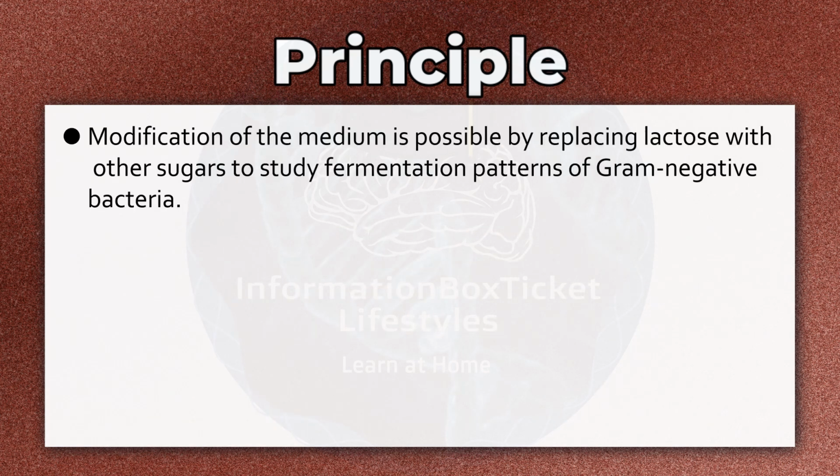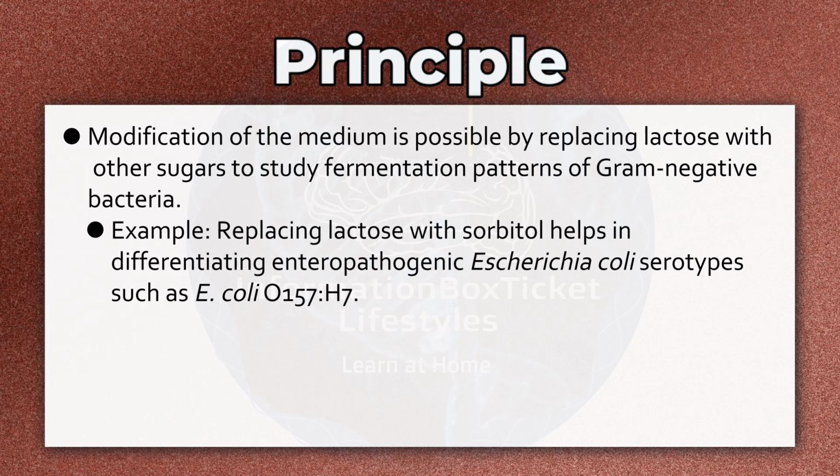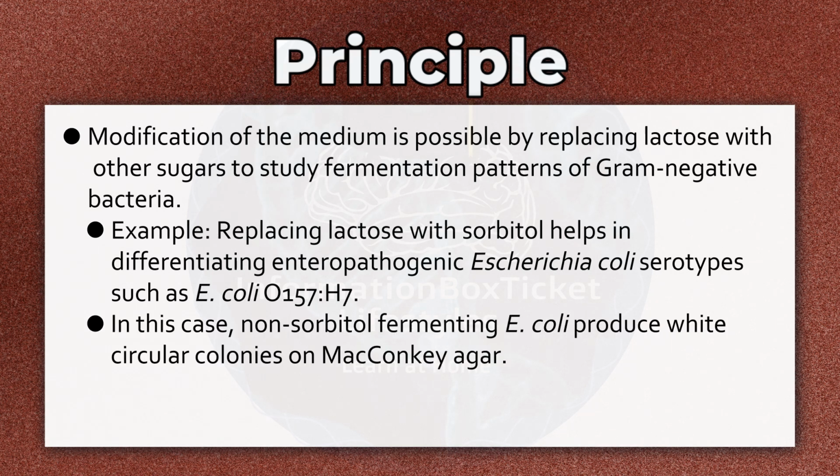Modification of the medium is possible by replacing lactose with other sugars to study fermentation patterns of gram-negative bacteria. Example: replacing lactose with sorbitol helps in differentiating enteropathogenic Escherichia coli serotypes, such as E. coli O157:H7. In this case, non-sorbitol fermenting E. coli produce white circular colonies on MacConkey Agar.